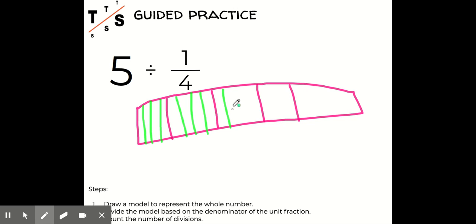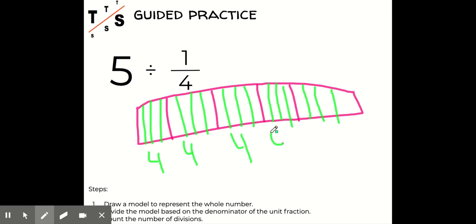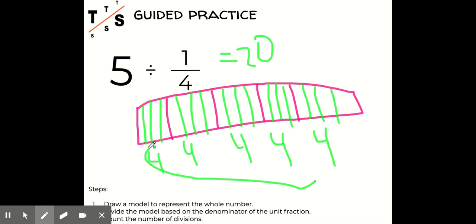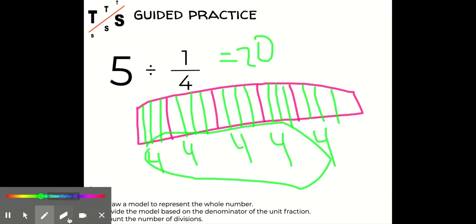And when I do that, I have 4 here, here, here, here, and here, which gives me 4 plus 4 is 8, 8 plus 4 is 12, 12 plus 4 is 16, 16 plus 4 is 20. We can also say 4 times 5.